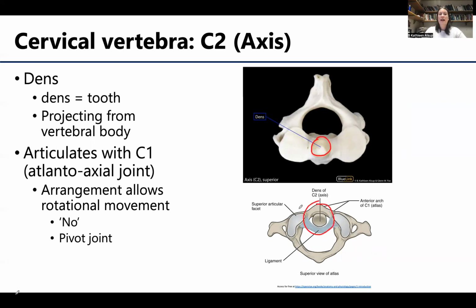So this is forming that atlantoaxial joint. And this is a very good example of a pivot joint. This allows for rotational movement and allows me to say, no, I don't want to do that. So that is because of this particular joint right here.